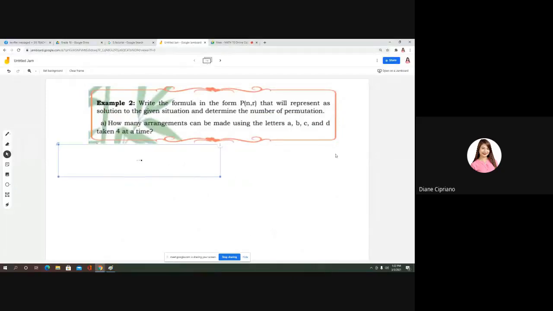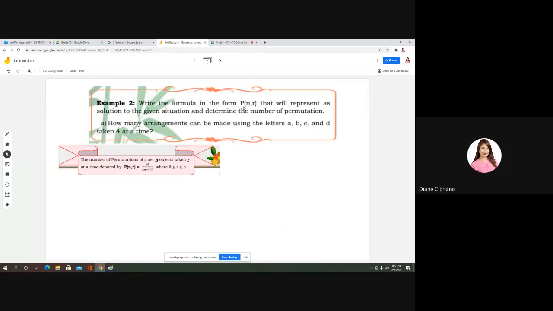So this is the formula. For example number 2, write the formula in the form of P and R that will represent the solution to the given situation and determine the number of permutations. The question is, how many arrangements can be made using the letters A, B, C, and D taken 4 at a time? As easy as this.